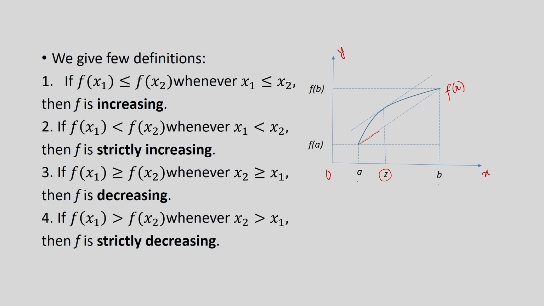Similarly, if f x 1 is greater than or equal to f x 2, whenever x 2 is greater than or equal to x 1, then f is a decreasing function. If f x 1 is strictly greater than f x 2, whenever x 2 is greater than x 1, then f is a strictly decreasing function.